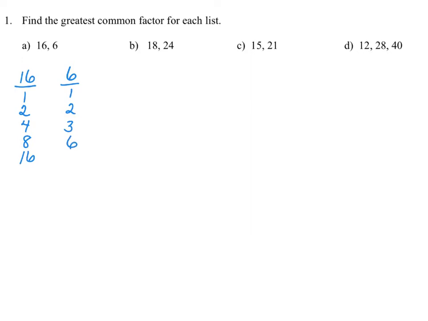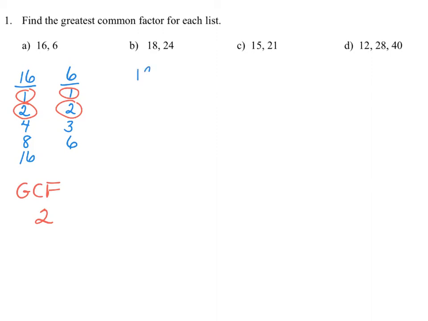So we look for the greatest common factor, what they both have in common. They both have 1 and they both have 2 as common factors. So the greatest common factor of 16 and 6 is 2. For example B, the numbers are 18 and 24.